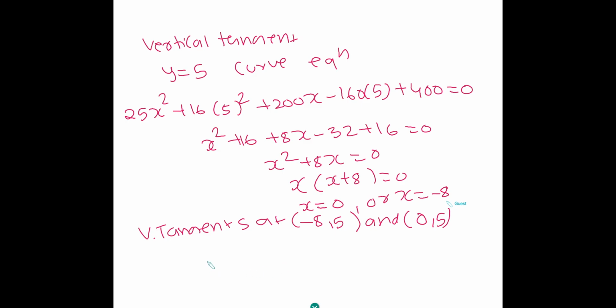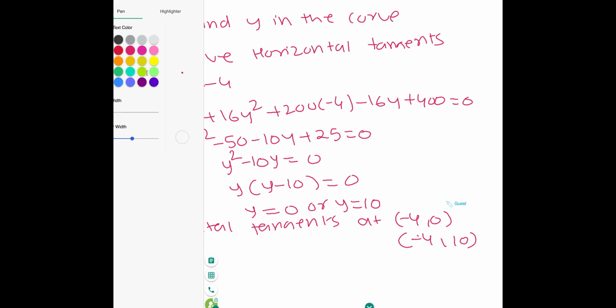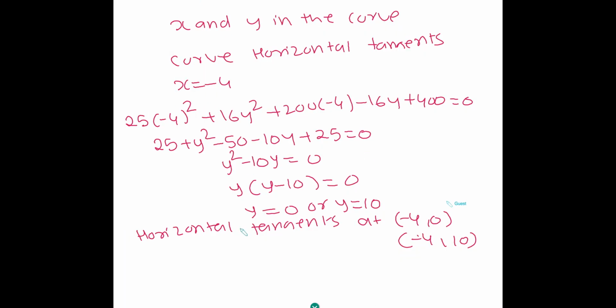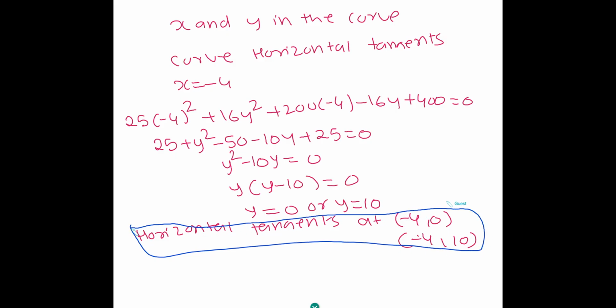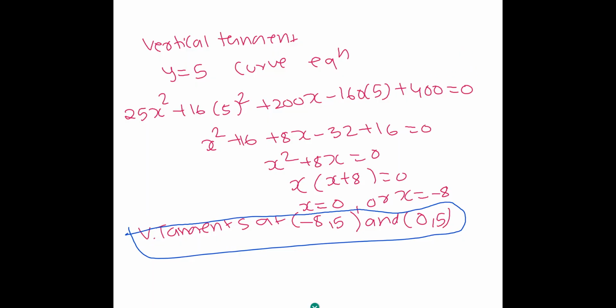Okay, got it? Horizontal tangents we already found at negative 4 comma 0 and negative 4 comma 10, and the vertical tangents we got these. Understood? Yeah. These are some word sums. Okay, let's do the next part, 2.6.